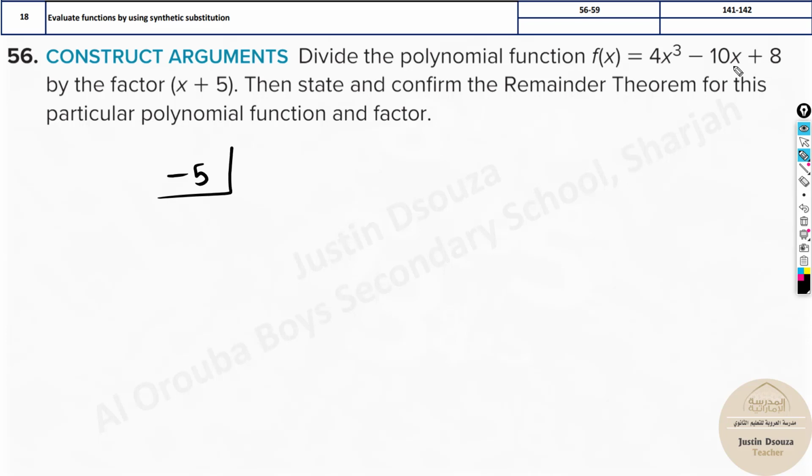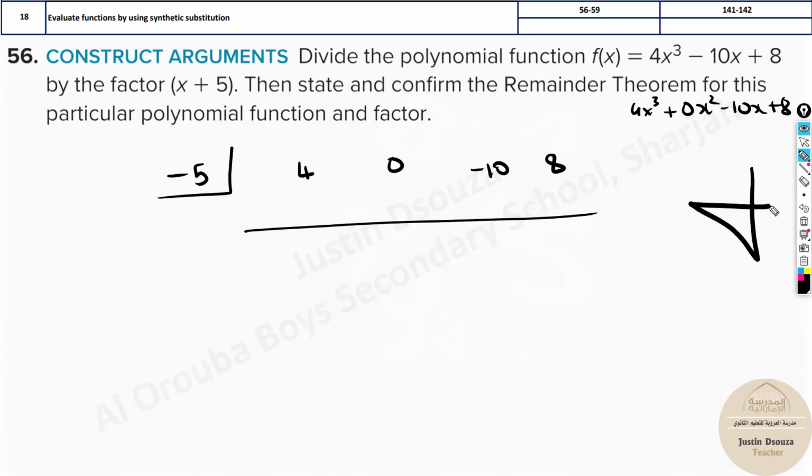What are the other terms? Here we have 4x cubed. There is no x squared, so it's 0x squared minus 10x plus 8. Now let's substitute. 4, first term, 0, next term, minus 10, and lastly 8. Now, you must always remember something like this. Here, it comes down as it is, 4. Multiply with minus 5, it will be 20. 4 times minus 5 is minus 20, sorry.